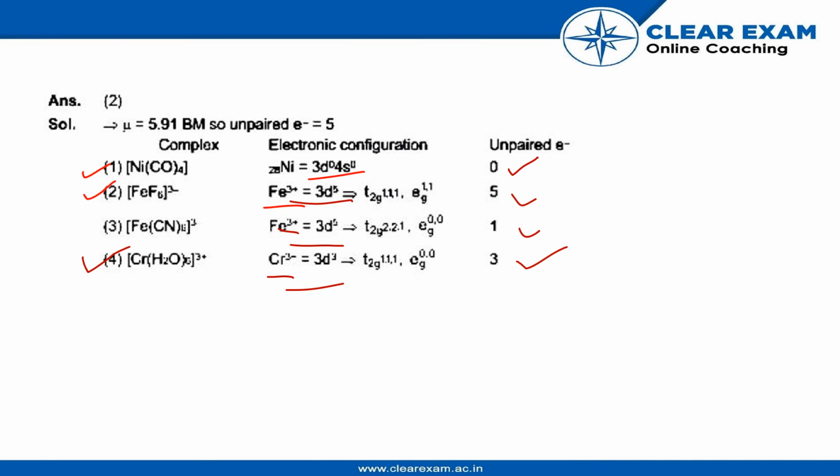So the spin-only magnetic moment will be 5.91 BM for unpaired electrons 5.